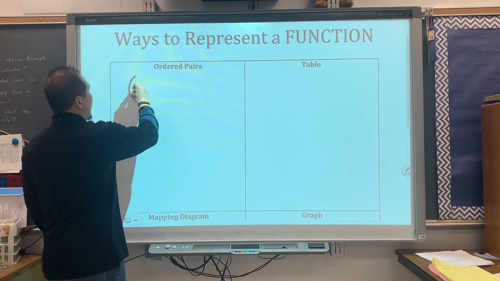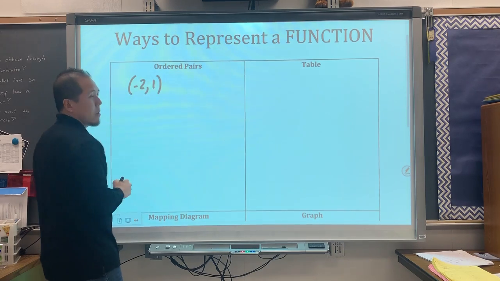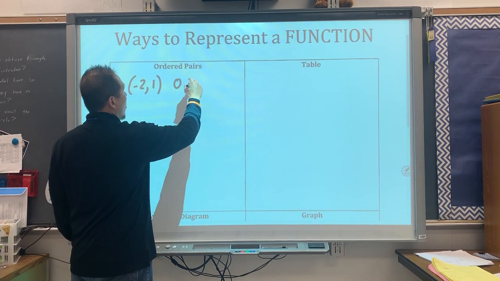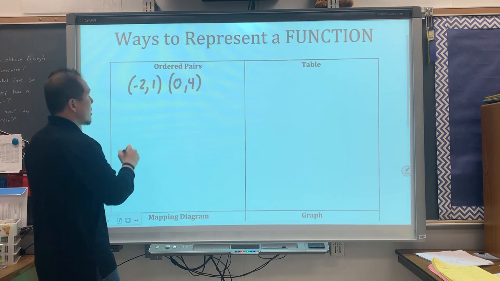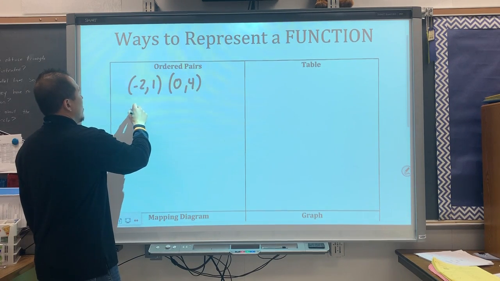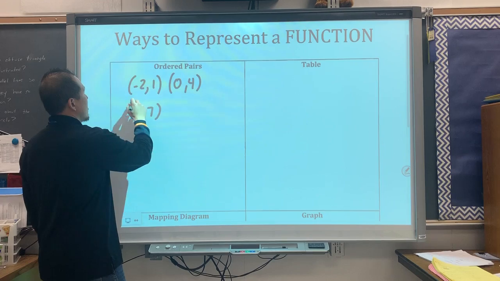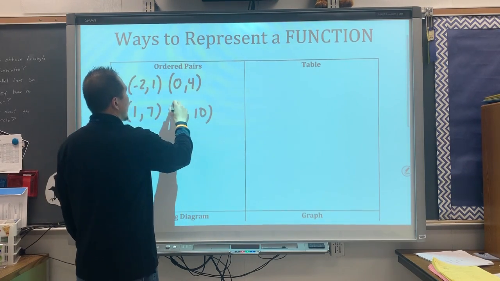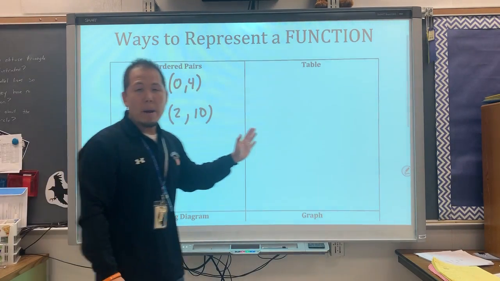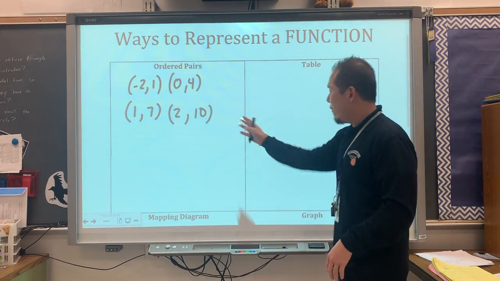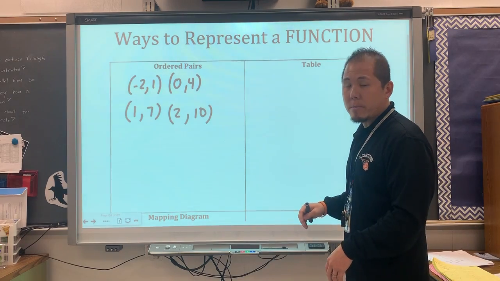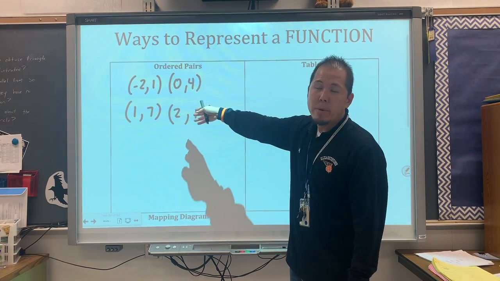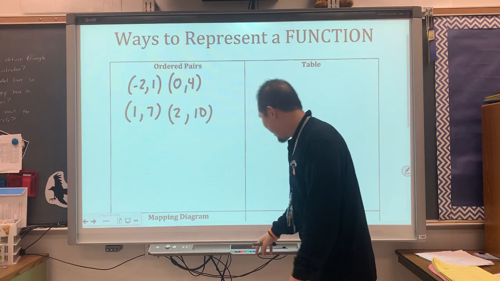So let's start with -2, 1. Let's start with 0, 4. Let's start with 1, 7. And let's go 2, 10. All right, so let's look at those ordered pairs, and we're going to represent them in 4 different ways. Actually in 3, because we've already represented them as ordered pairs.